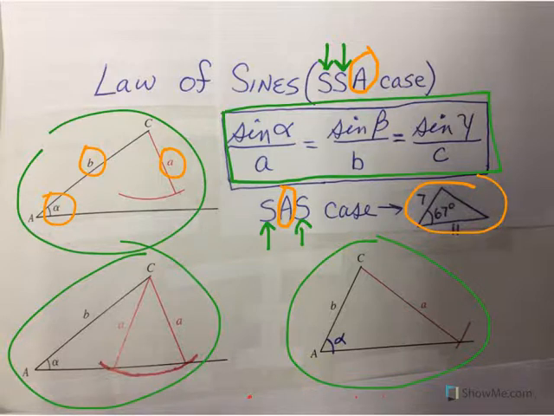One way that I memorize or remind myself about the ambiguous case is notice that SSA spelled backwards is a bad word, and this ambiguous case is a pain in the SSA, literally.